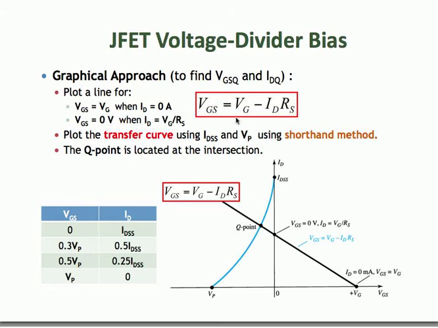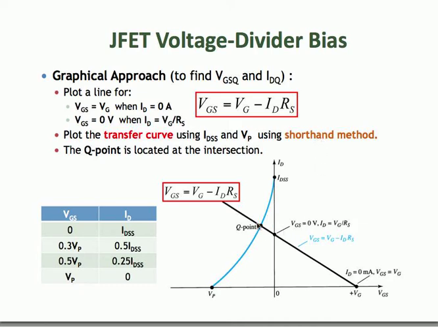Just do a KVL around the GS loop and you get this equation here. And then the second step is that you plot the transfer curve of ID versus VGS, and you can plot this very quickly and very easily using the shorthand method.